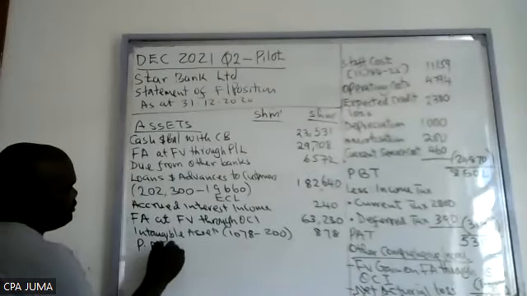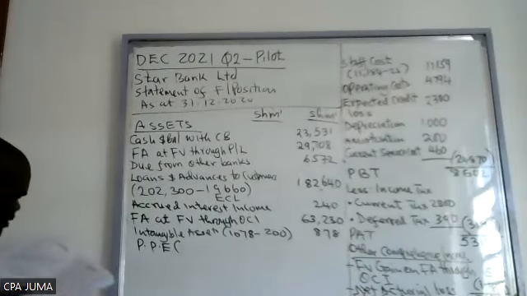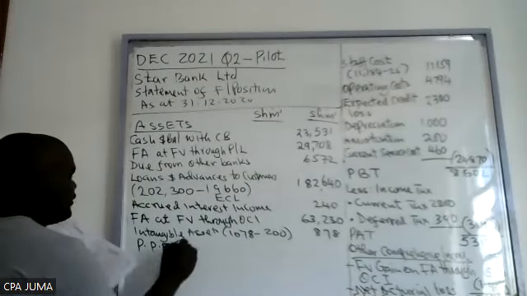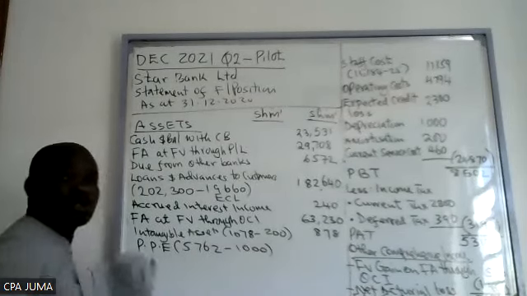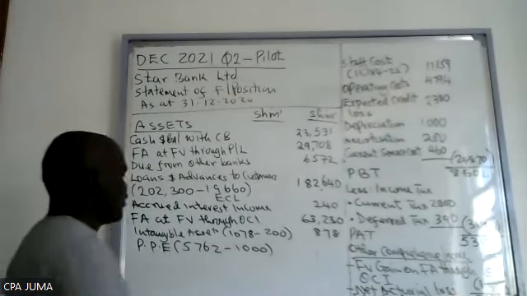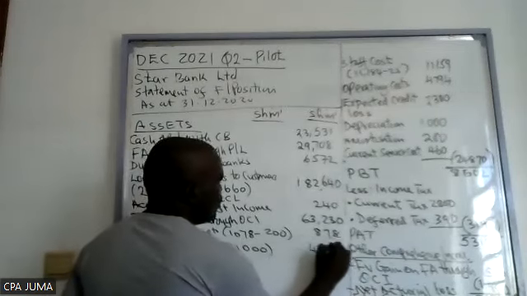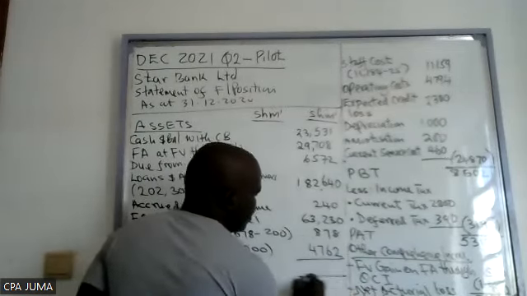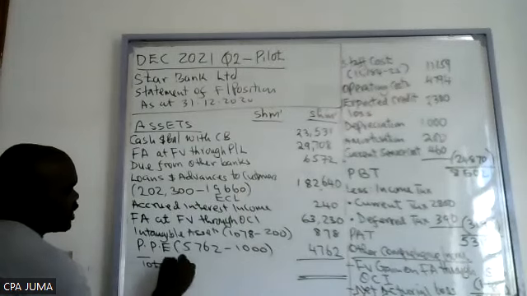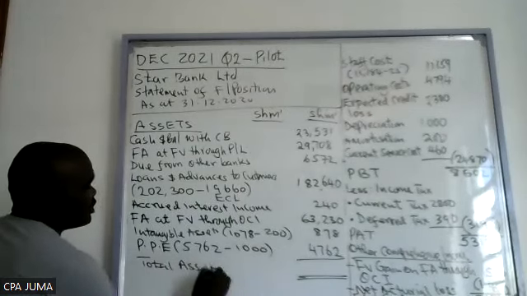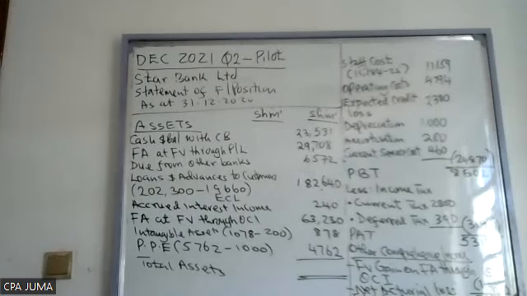Property, plant, and equipment, 5752 minus depreciation of 1,000, 4762. Correct. So total assets. If you see something, you bring it up, but I don't think there is. Total assets.